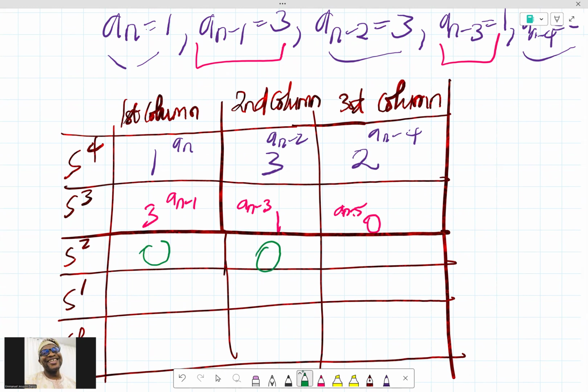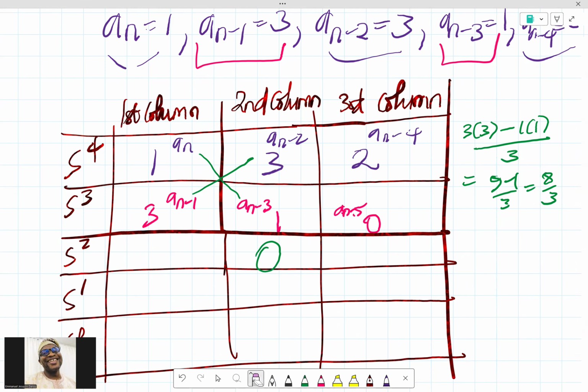For this first one, we know it has to be an minus 1 times an minus 2 minus an times an minus 3. So that would be 3 times 3, minus 1 times 1, all over that an minus 1, which is 3. So that's 9 minus 1 all over 3. That is simply 8 over 3. So the result here is 8 over 3.